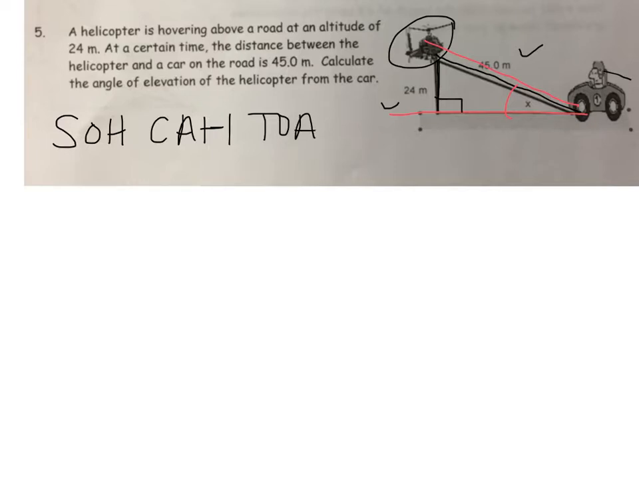So what's the first step? What should I do to figure out which ratio I need to use? What's the first thing we need to do here? Label the triangle. So you guys do that. Okay, so 45 meters is the hypotenuse.